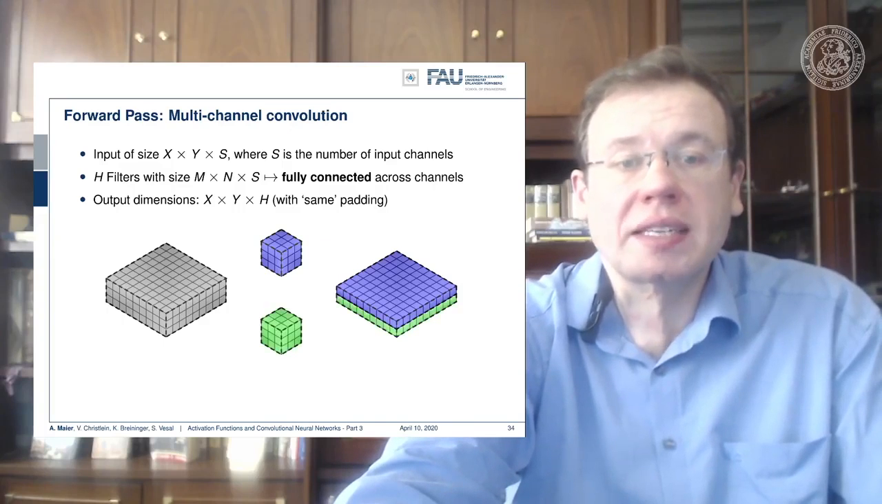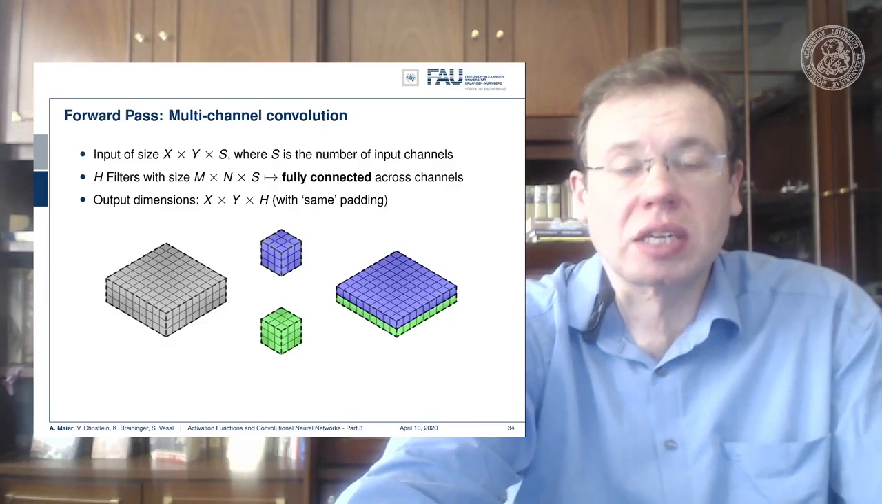Now, if you had another feature map that has also a fully connected connection across the channels, then you can produce a second mask with the same padding, and this way you can then start constructing one feature map after another.